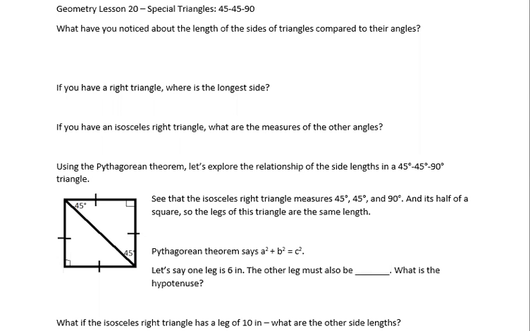Today we're going to be looking at special triangles. So we're starting in Matthew C, Geometry Lesson 20. And this one today is going to be about 45, 45, 90. But first, we're going to just talk about what you have noticed about the length of the sides of triangles compared to their angles. Have we looked at that before?